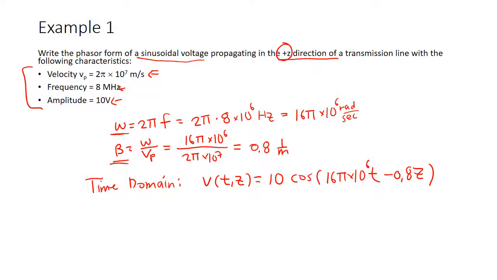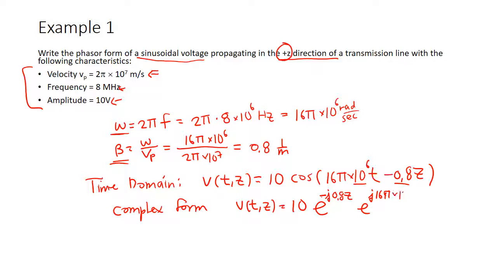Now we can rewrite this into the complex form, just using Euler's method. We can rewrite this as 10 e to the, let's do the z term first, so minus 0.8 z, as we see here, and then let's put this one in, so e to the j 16 pi times 10 to the 6 t. So these two are the same. We've just used Euler's rule to write it out in complex form.